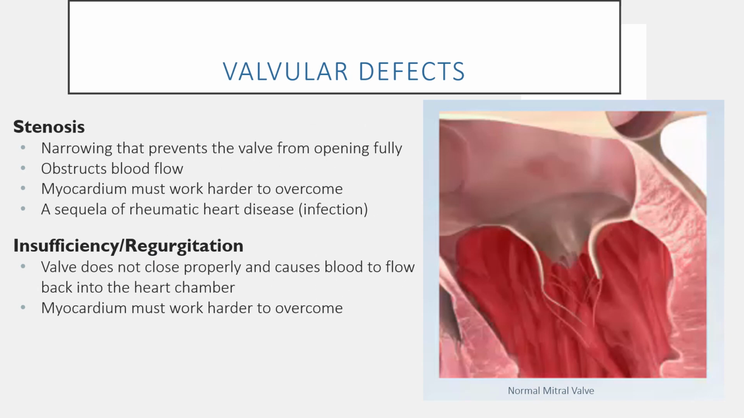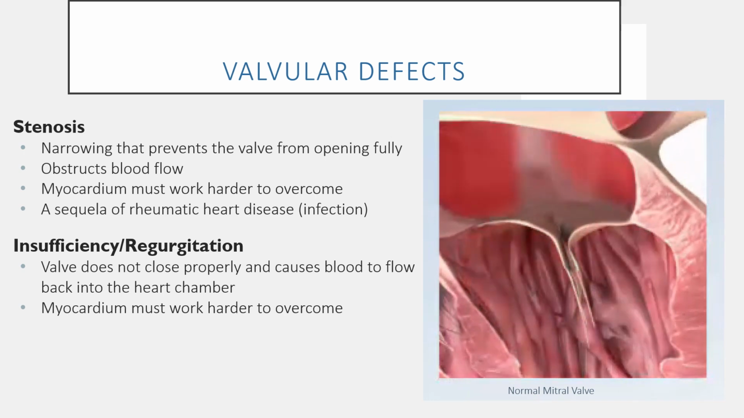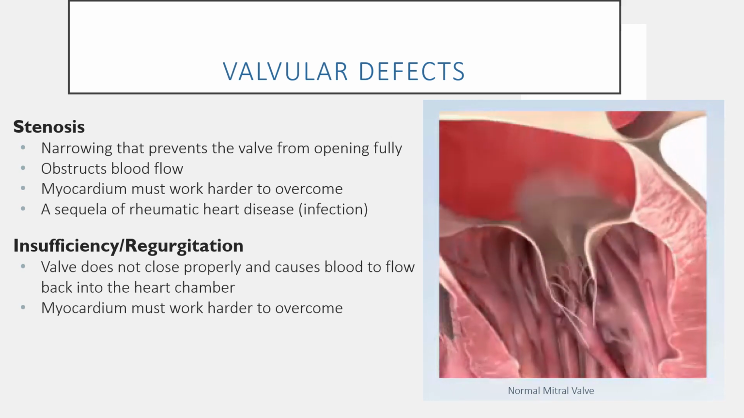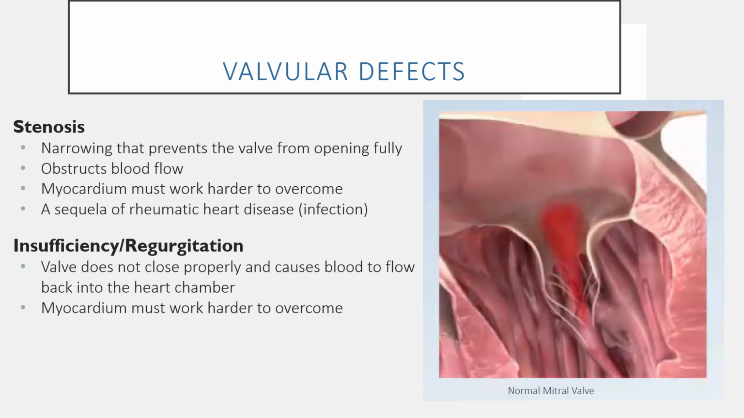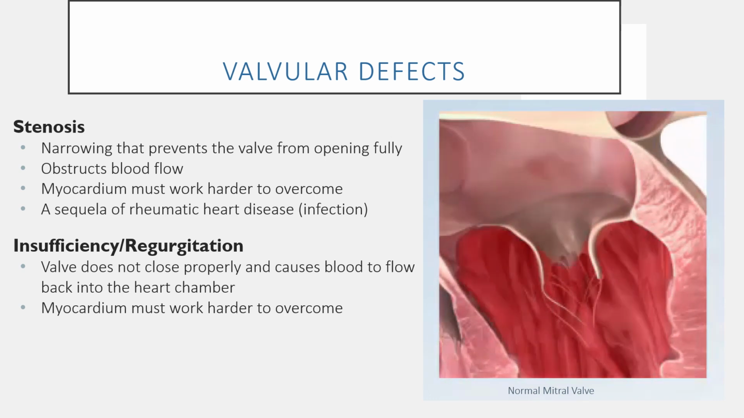Valvular defects. Heart problems secondary to valve impairment can result from various causes, including infections like endocarditis, congenital deformities, or acquired diseases. Valve deformities are classified as functional or anatomic, with stenosis and insufficiency being common manifestations.